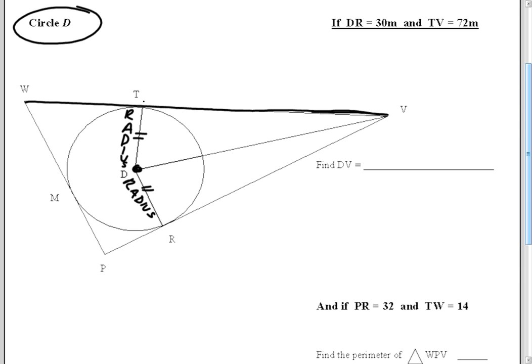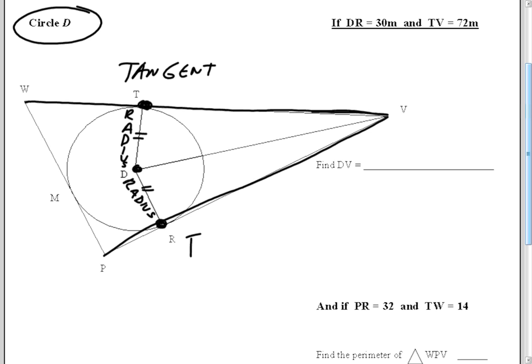This thing is touching at one point. Let's label it as a tangent. All of these are touching at one point. This one touches at R. This segment from W to P is touching at M. So I've got three tangents that are surrounding this circle. You could say that the circle is inscribed, or that the segments circumscribe the circle.